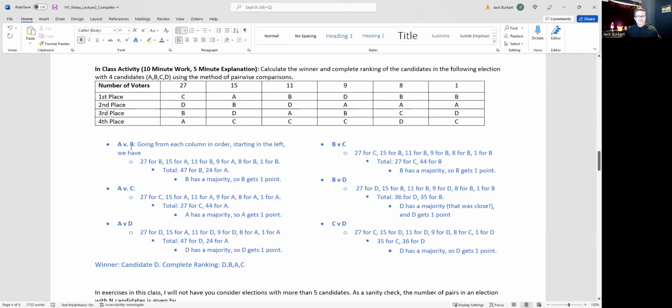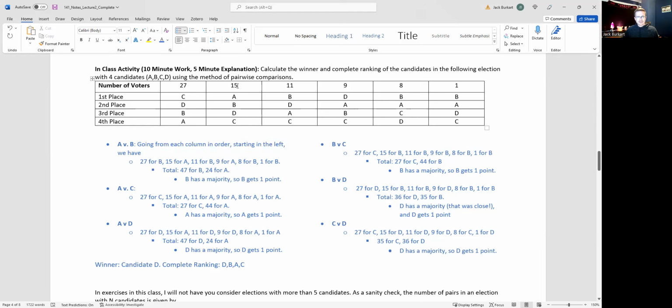So if I want to do the method of pairwise comparisons between A and B, what I'm going to do is go in for each column in order, starting from the left. We have the following vote totals right here. So if I look at this column, 27 voters prefer B to A. B is 3rd place, A is 4th place. So 27 votes for B.